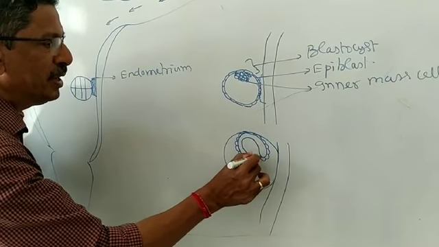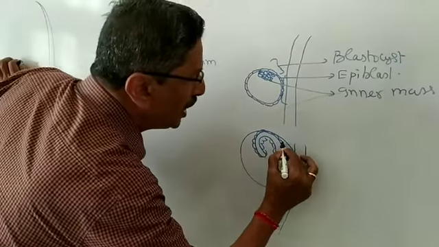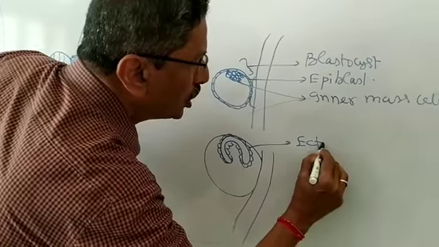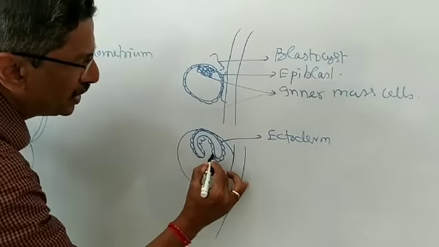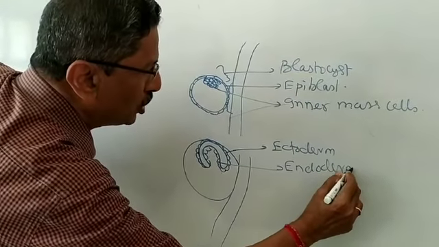In the mass of cells they are completely changing. One layer is present inside. Now this is the inner one. The outer layer is called ectoderm. The inner layer is called endoderm. In the introduction we are studying endoderm.